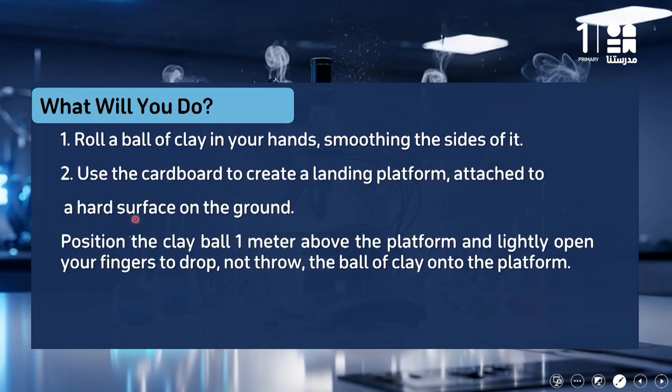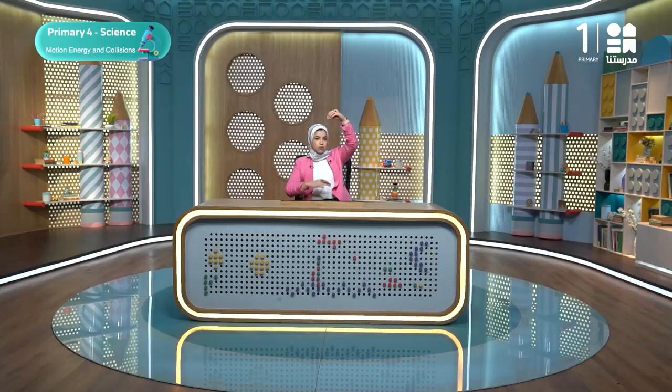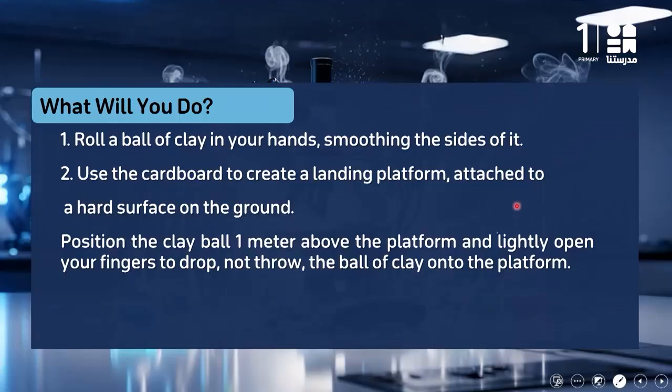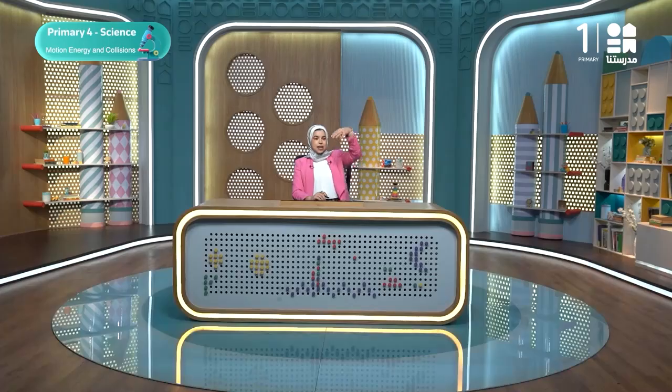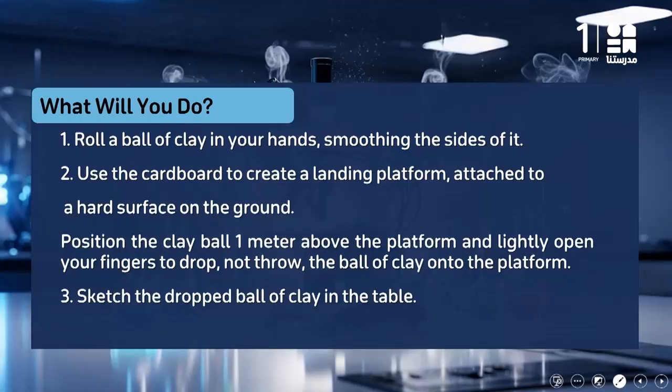Then position the clay ball 1 meter above the platform, which means hold it above the platform 1 meter and lightly open your fingers to drop, not to throw, the ball of clay onto the platform, which means let it fall without pushing it with more force. Then sketch the dropped ball of clay on the table. Check the clay. Of course, it will become irregular.